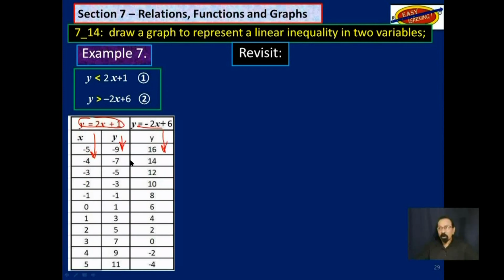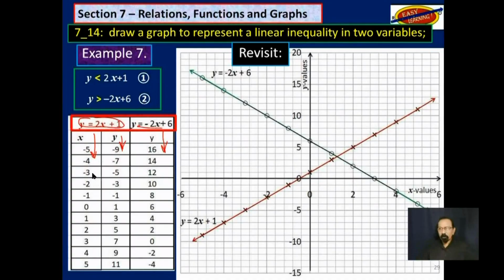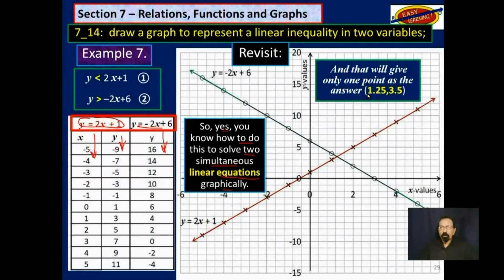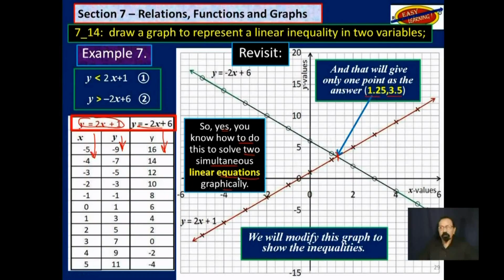Remember, we don't need all of those points. Since these are straight line graphs, we need at least 3. 4 will do fine. So we plot the graph and we get this. So yes, we know how to solve two simultaneous linear equations graphically, if these were equations. And the answer will of course be this one point down here, that one point there, which is 1.25 and 3.5. That is if we were dealing with simultaneous linear equations.